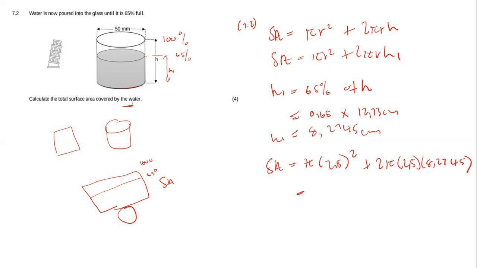So you're going to say shift pi multiplied by 2.5 to the power of 2, plus 2 shift pi multiplied by 2.5 multiplied by 8.2745, and therefore our final answer in this case, to 2 decimal places, will be 149.61. It's squared, okay? You should be careful of your units. It's going to be centimeter squared. Area, we know it's squared. Volume, it's cubed, to the power of 3. And therefore this will most definitely be your final answer.